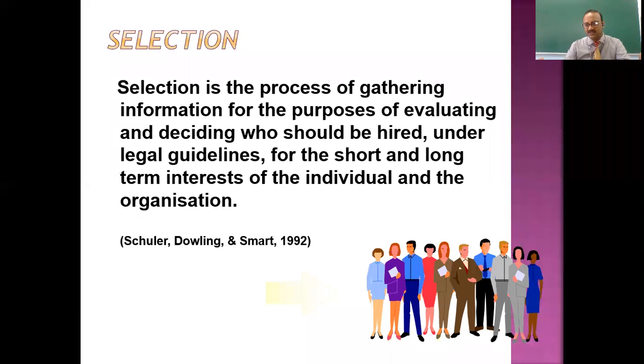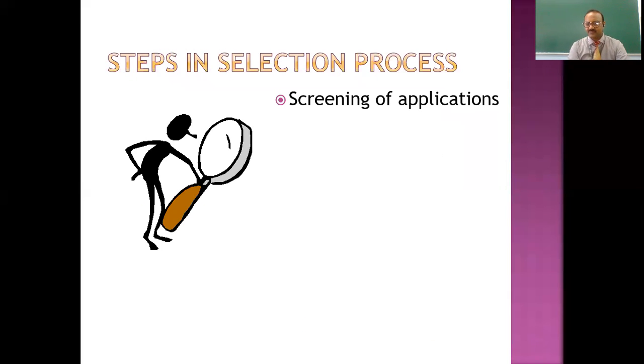And that's for the good, short-term and long-term interest of the individual and of the organization. To make sure that the individual is selected for the right organization, and the organization has made the right efforts to select the right candidate to work with them. So that is what selectors should be doing while they are sitting on the panel, trying to make sure that they are getting the right candidate. So what are the steps in the selection process?